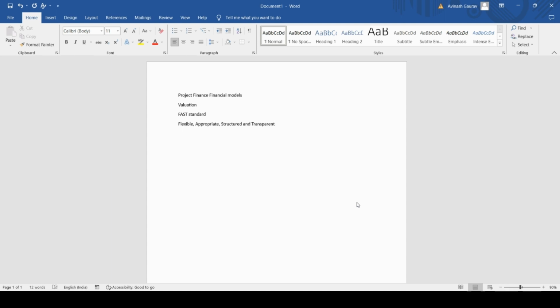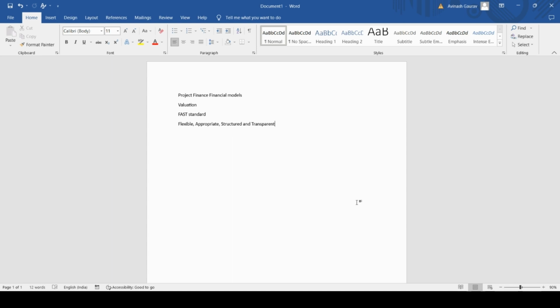Now what is the meaning of flexible here? By flexible we mean that your model should be very flexible in the sense that if I change any assumptions in the model, then my model should be updated accordingly, and it is able to accommodate all the instances for which you had built the model. This is the meaning of flexibility, right?